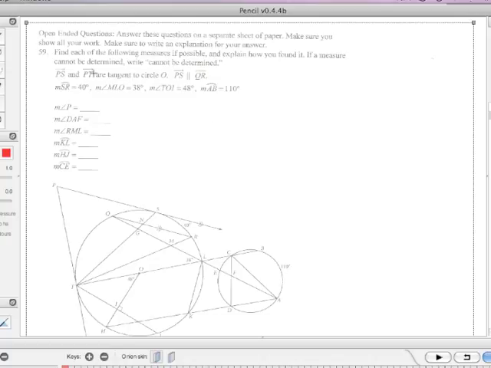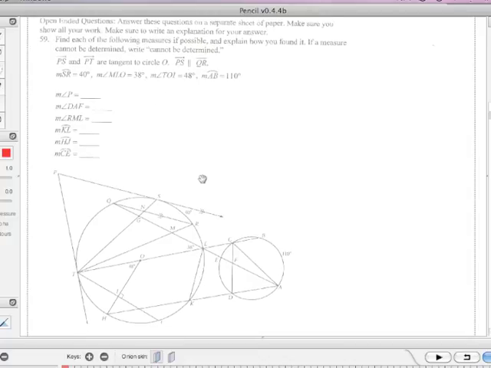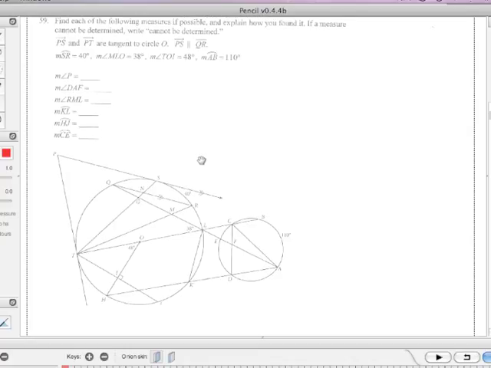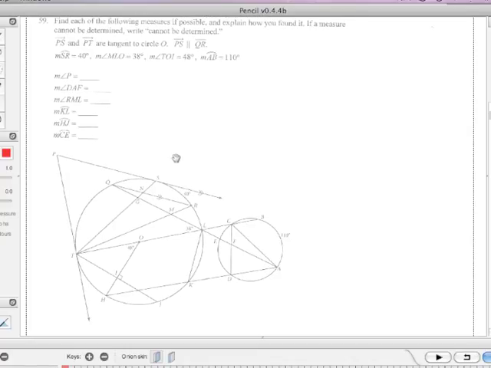That looks a little bit better. So this is an open-ended question, and it's not entirely fair, but let's just go through it. Find each of the following measures if possible. Measure of angle P. A lot of these we're going to use some things that we know, and it's about finding the path to get to it.